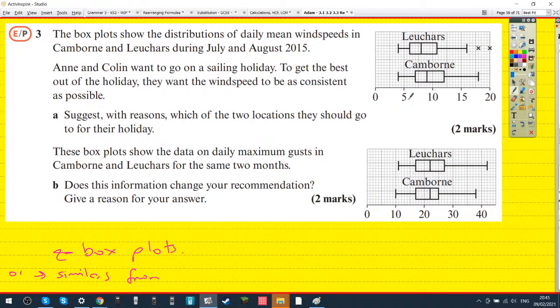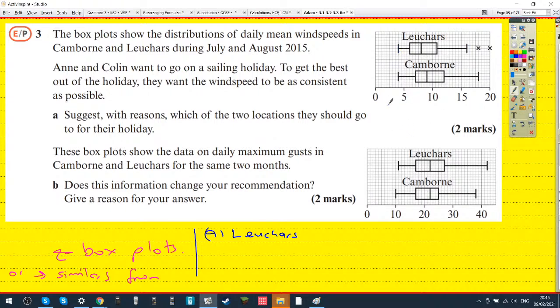Like, compare the two. Well, it would be better to go to Lukers because it has less spread. Is that right? What are you comparing? What are you looking at when you say spread? Lukers and Camborne, for question 3A. How does it have less spread? Because there's less space between the ranges. The whiskers, yeah.